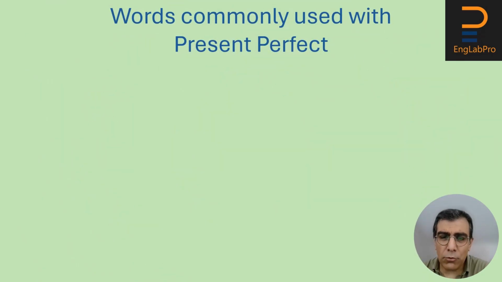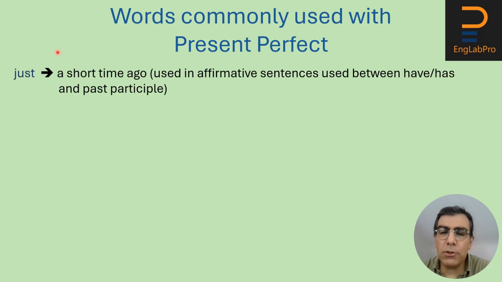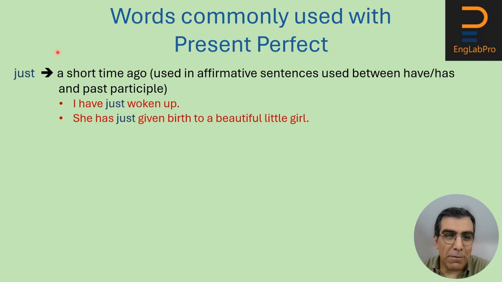There are some words that are normally used with present perfect. These words are here on this slide. Let's go through them. The first one is the word just. Just means a short time ago, and it is used in affirmative sentences, positive sentences, and between have or has and the past participle. It means between the two parts of the verb here. For example, I have just woken up. Have just woken up. You see where it is used. She has just given birth to a beautiful little girl. So just is between have and woken up, or between has and given birth. You can see given is the past participle, and so just is used before that.